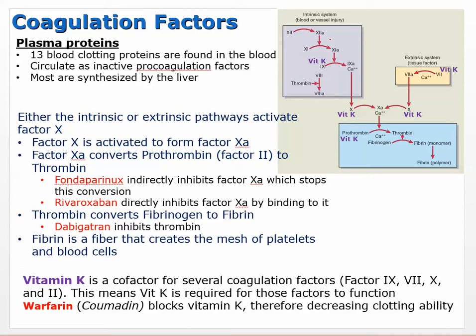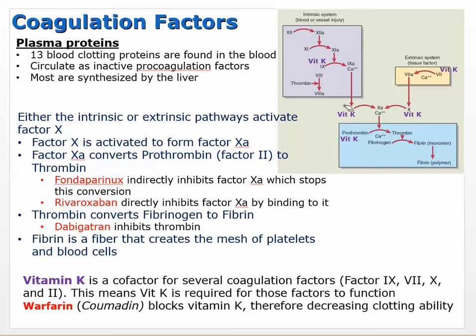Let's see. I guess we can look at one of the more common ones. Here's factor 10 or factor X. So this little X, and then it goes to XA, A in my mind meaning activated. That's probably what it means, but that's what I always think of. So the activated form and the inactive form, which is floating around. So we see the intrinsic extrinsic pathway. The intrinsic pathway, blood or vessel injury, and the extrinsic pathway comes from like tissue damage or something like that. We're not too worried about that, because they both end in the activation of factor 10.